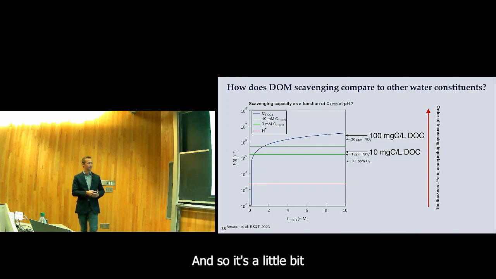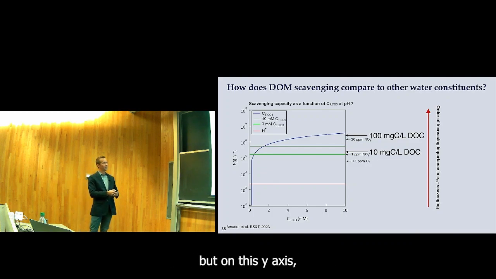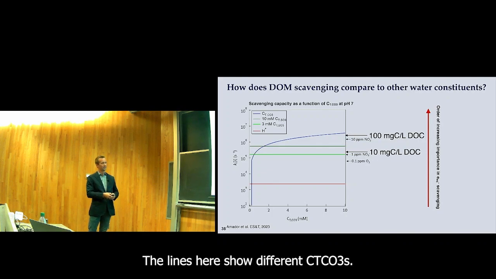And so it's a little bit complicated graph to show this, but on this y-axis, that's the scavenging capacity. Again, where is the aqueous electron going? The lines here show different CtCO3s. This is from a different paper, not by my group. And ultimately, at a really high CtCO3, say 10 millimolar, the scavenging capacity of DOC can approach the level from these carbonate species. And another one on here is nitrate. You can see oxygen at 0.1 ppm is a lot lower. And this H plus represents, I think, pH 9.